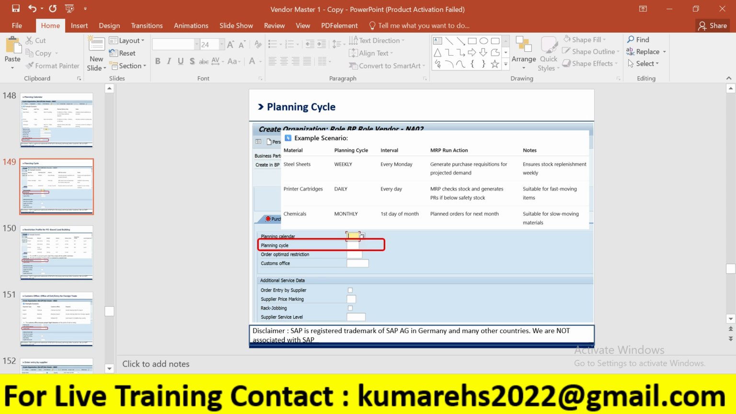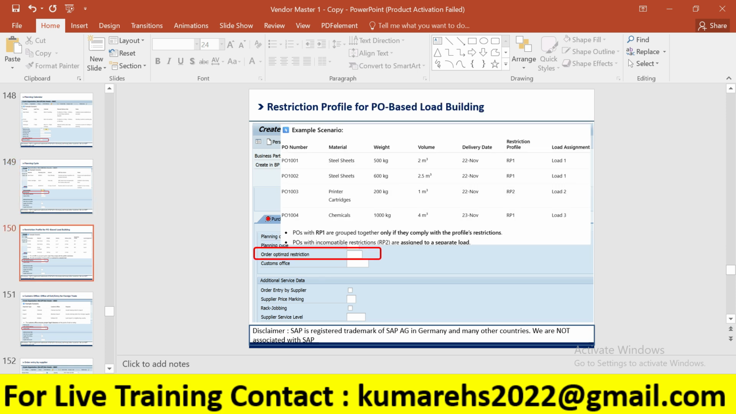So the next field is restriction profile for PO based load building. This is in SAP a field used in SAP logistics executions and transportation management to define constraints and rules for grouping purchase orders into transport loads. It ensures efficient and compliant shipment planning.